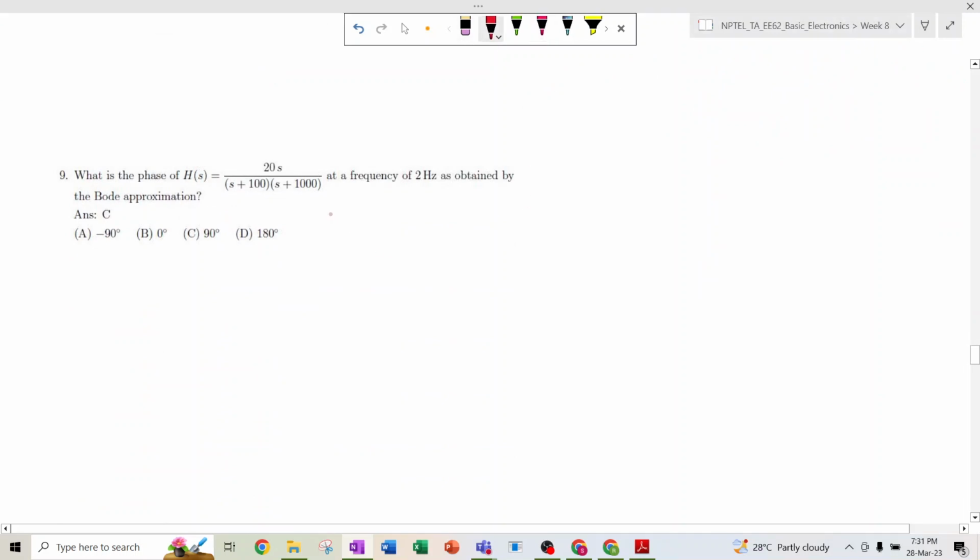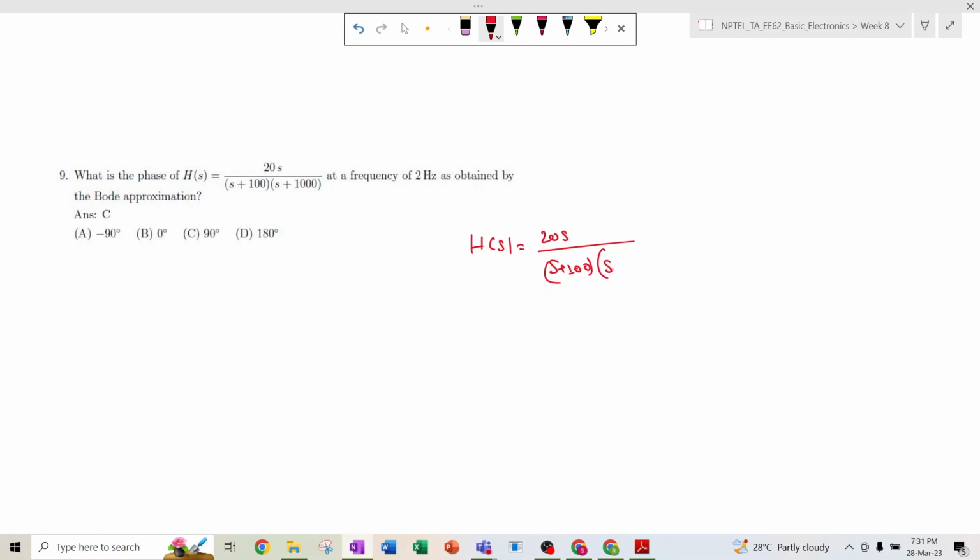Okay. So the next question: what is the phase of Hs at a frequency 2 Hz as obtained by Bode approximation? We have already discussed active filters, and also some of the precision rectifiers, and now we're going to discuss the Bode approximation, the Bode plot. Hs is 20s divided by (s plus 100) into (s plus 1000).